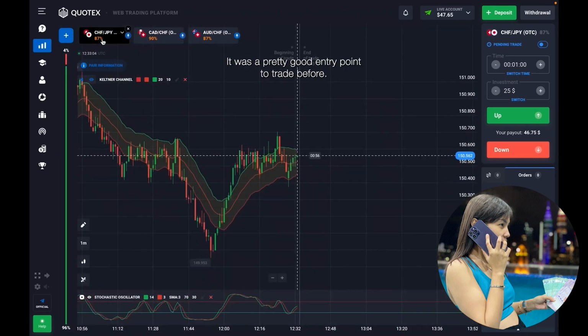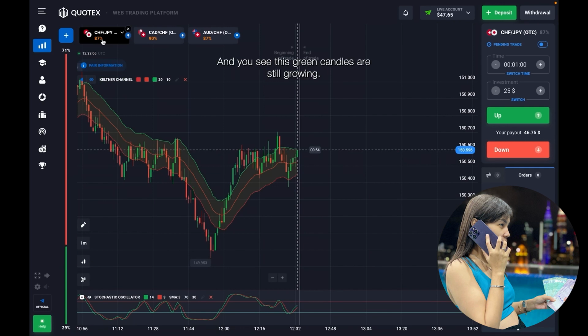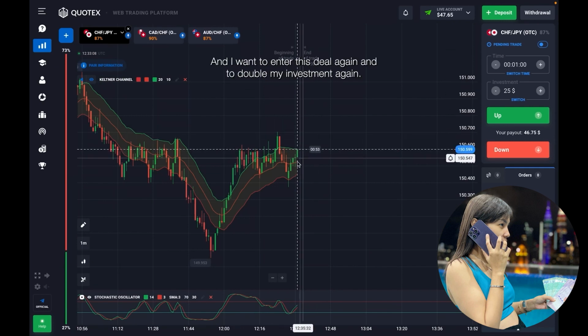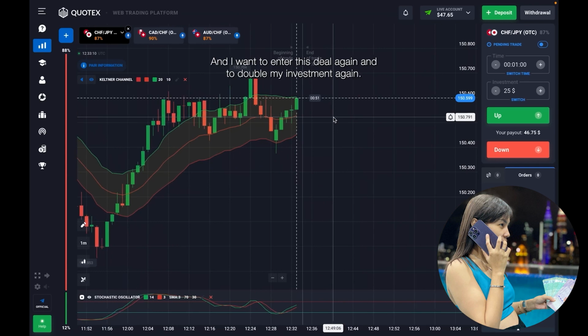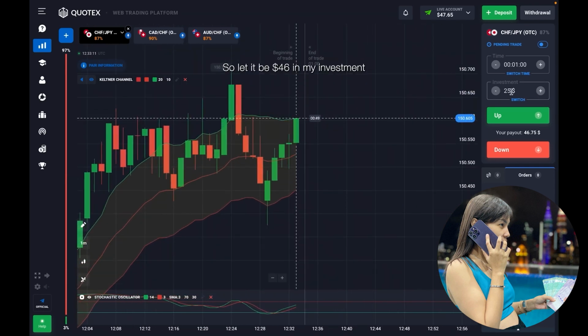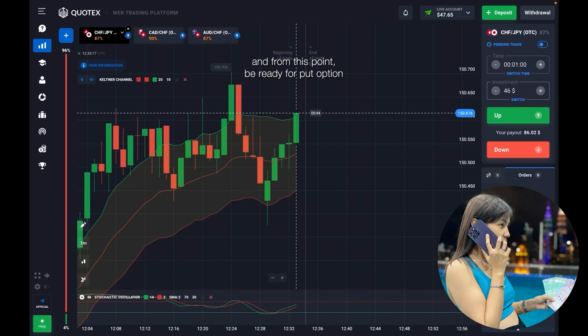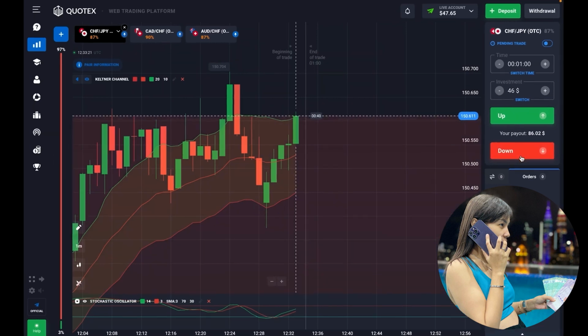It was a pretty good entry point to trade before, and you see these green candles are still growing, and I want to enter this deal again and to double my investment again. So it would be $46 in my investment, and from this point be ready for put option right now.